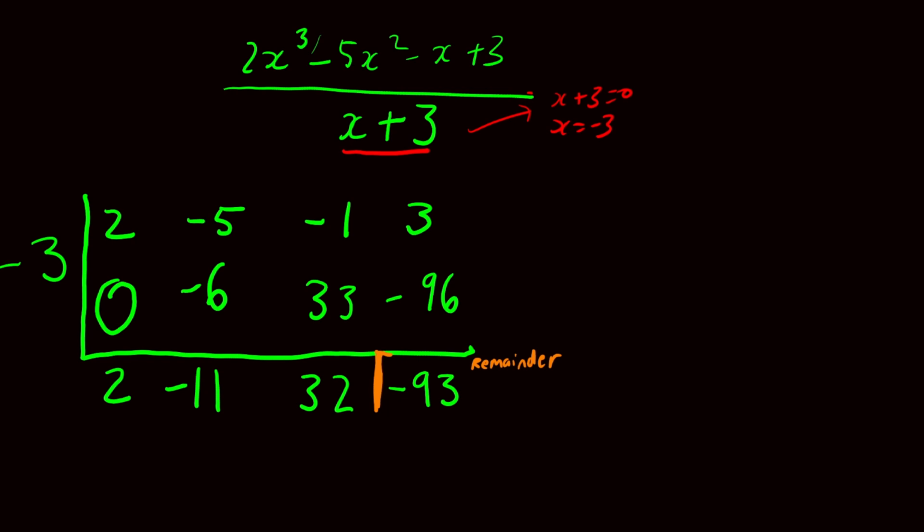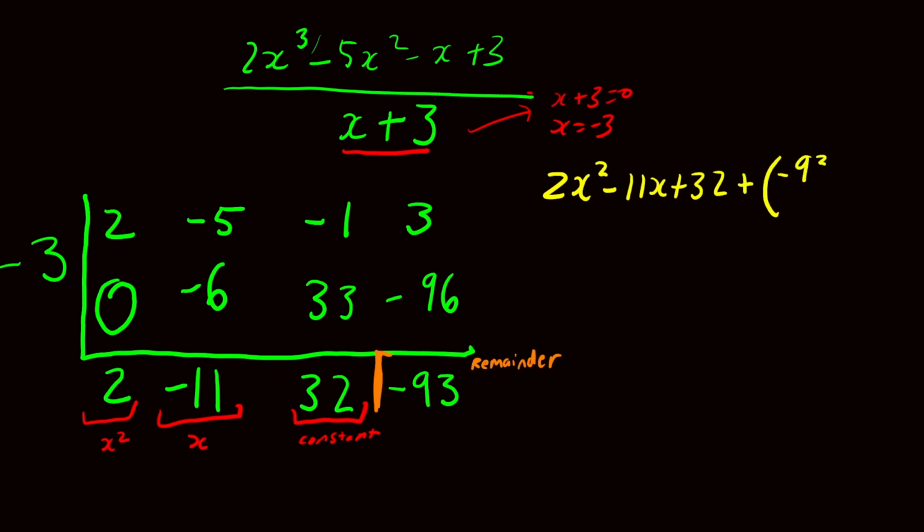And okay, this is our constant. It's kind of weird because we go right to left when you're labeling this. You don't have to do this, but in the beginning it's a little bit easier. X squared. Okay? So now we have our answer, 2x squared minus 11x plus 32. But now we have a remainder of negative 93, so plus negative 93 over x plus 3. And boom, that is my answer.